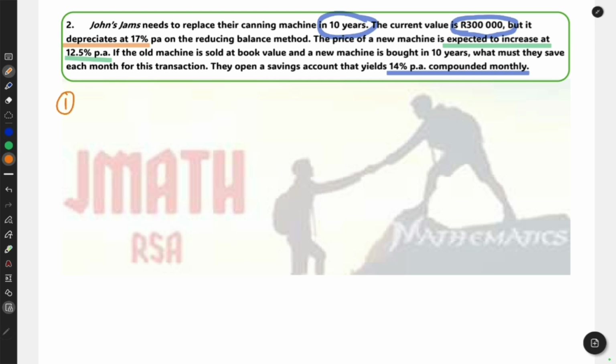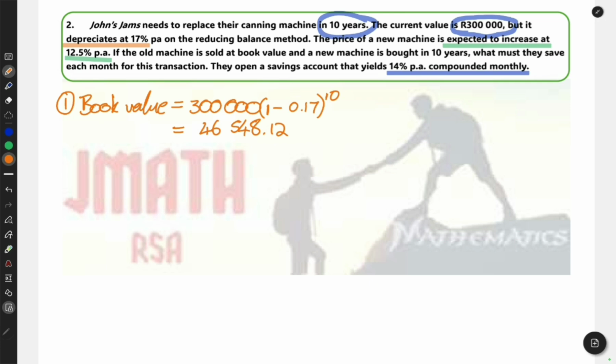So part 1 is the book value. So I'm just going to write book value equals, and then my p-value in this case would be 300,000 where I started, and then this is depreciating at 17% annually for 10 years. So sadly, that machine is almost worth nothing, but it is 46,548.12 if they're going to sell it.